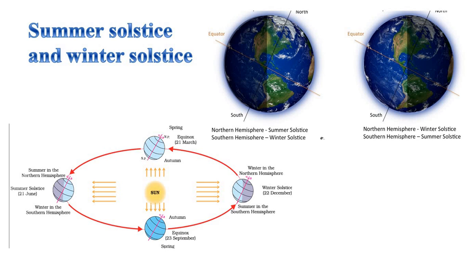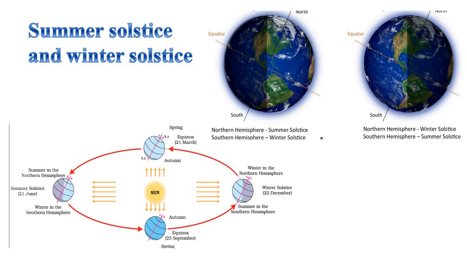Summer solstice and winter solstice. Students, see the images. As we know, our Earth is tilted 23.5 degrees on its axis. This is the main reason why seasons keep on changing. If you see this diagram, it shows summer in the northern hemisphere, that is summer solstice, and winter in the southern hemisphere.